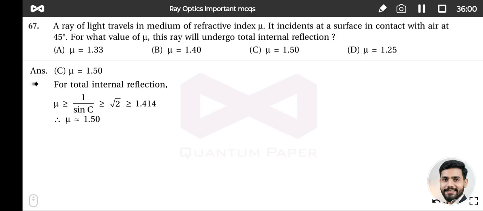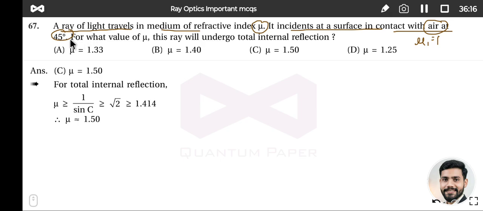Look at the next question. The question is, a ray of light travels in a medium of refractive index mu. It is incident at a surface in contact with air. Air is given, so we take the refractive index of the first medium as 1. At 45 degrees, for what value of mu will this ray undergo total internal reflection?